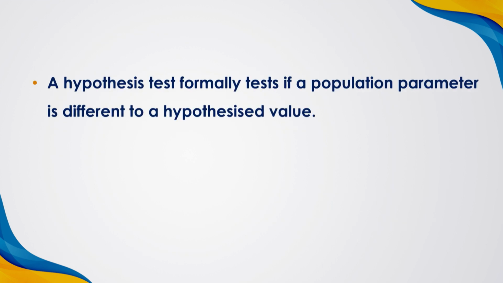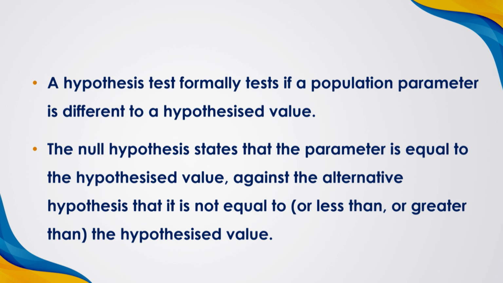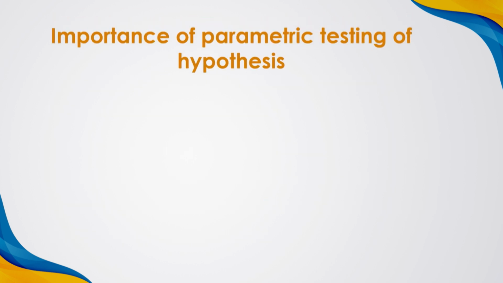A hypothesis test formally tests if a population parameter is different from a hypothesized value. The null hypothesis states that the parameter is equal to the hypothesized value, against the alternative hypothesis that it is not equal to the hypothesized value.